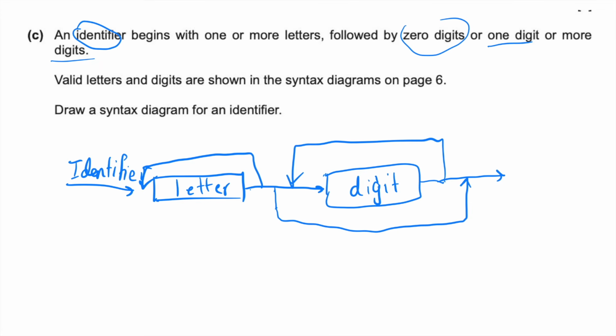So we can have one or more letters followed by 0 or 1 digit or more digits. So we have identifier, then we have letter, and we have our looping arrow to show that we could have basically as many letters as we want. And then we have digit. But in digit, we have this arrow that allows us to bypass digits altogether. And then we also have digit followed by a looping arrow to show that we could have one or more digits. And this is basically how you would depict any number of digits, including 0.